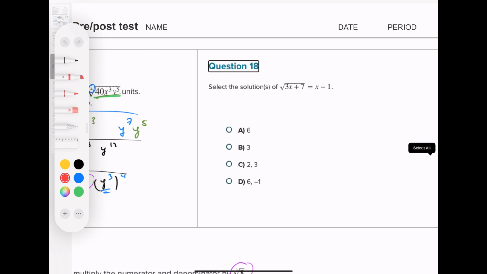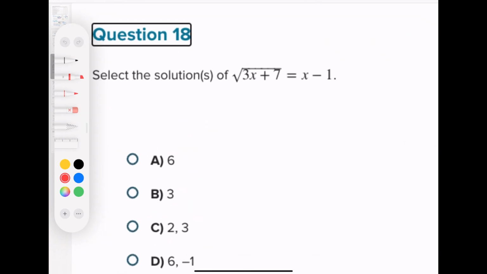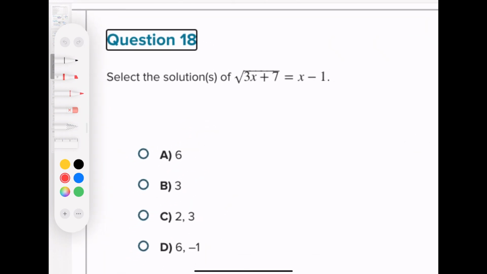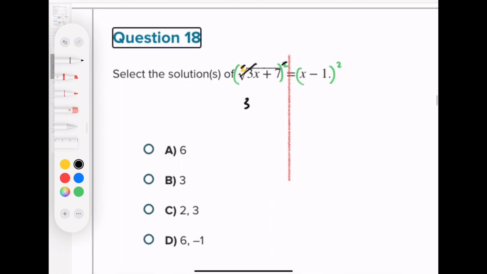All right, question number 18. Select the solution or solutions. On both sides, I'm going to square it to get rid of this radical sign. And remember, there is a 2 there. So this 2 and the radical sign are gone, and you're left with just what's inside there, 3x plus 7, equals x minus 1 squared.